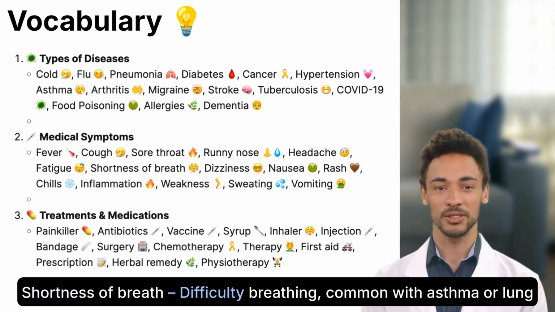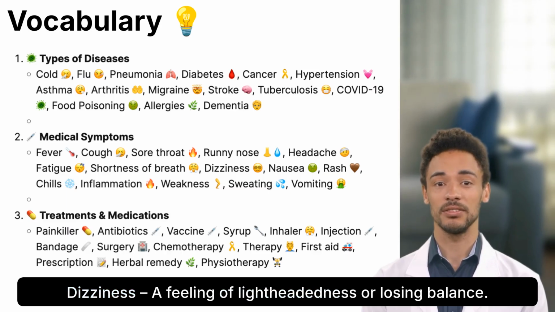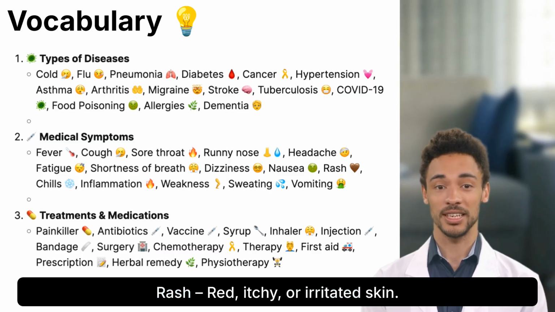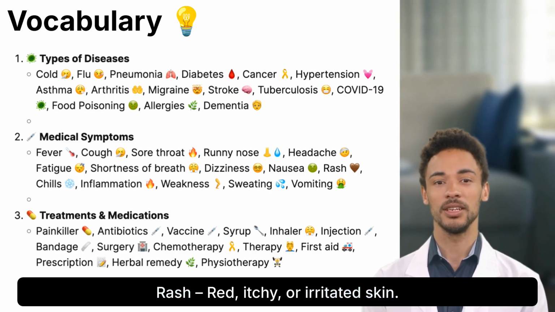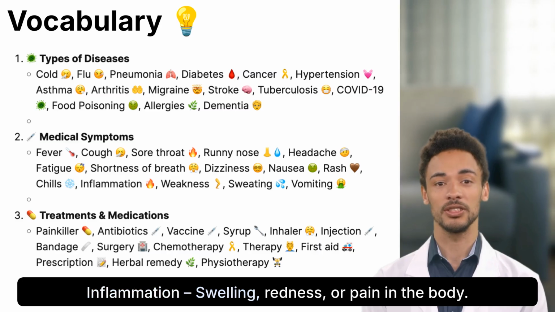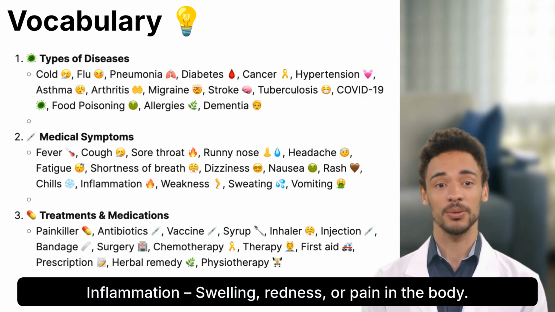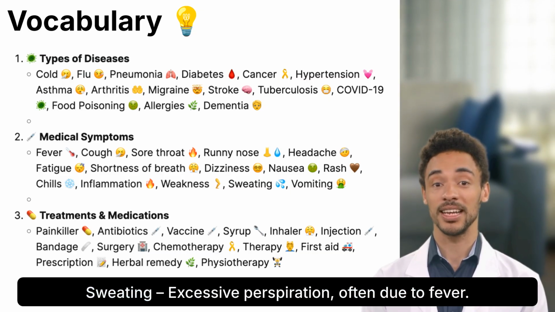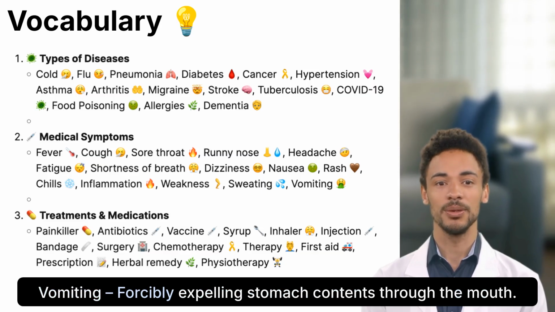Shortness of breath, difficulty breathing, common with asthma or lung diseases. Dizziness, a feeling of lightheadedness or losing balance. Nausea, the feeling of needing to vomit. Rash, red, itchy, or irritated skin. Chills, shivering or feeling cold due to fever. Inflammation, swelling, redness, or pain in the body. Weakness, lack of physical strength. Sweating, excessive perspiration, often due to fever. Vomiting, forcibly expelling stomach contents through the mouth.